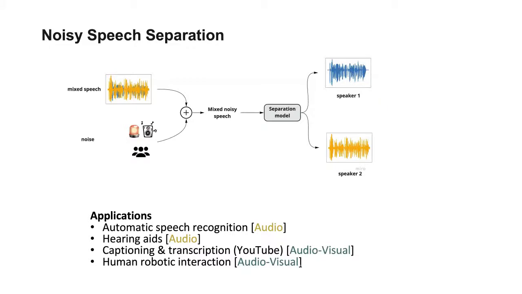Speech separation can be described as separating mixed speech, which can be corrupted by speech or non-speech noises, into the individual speakers of interest. Such a system can aid applications such as automatic speech recognition, hearing aids, captioning and transcription of videos, and human-robot interaction.